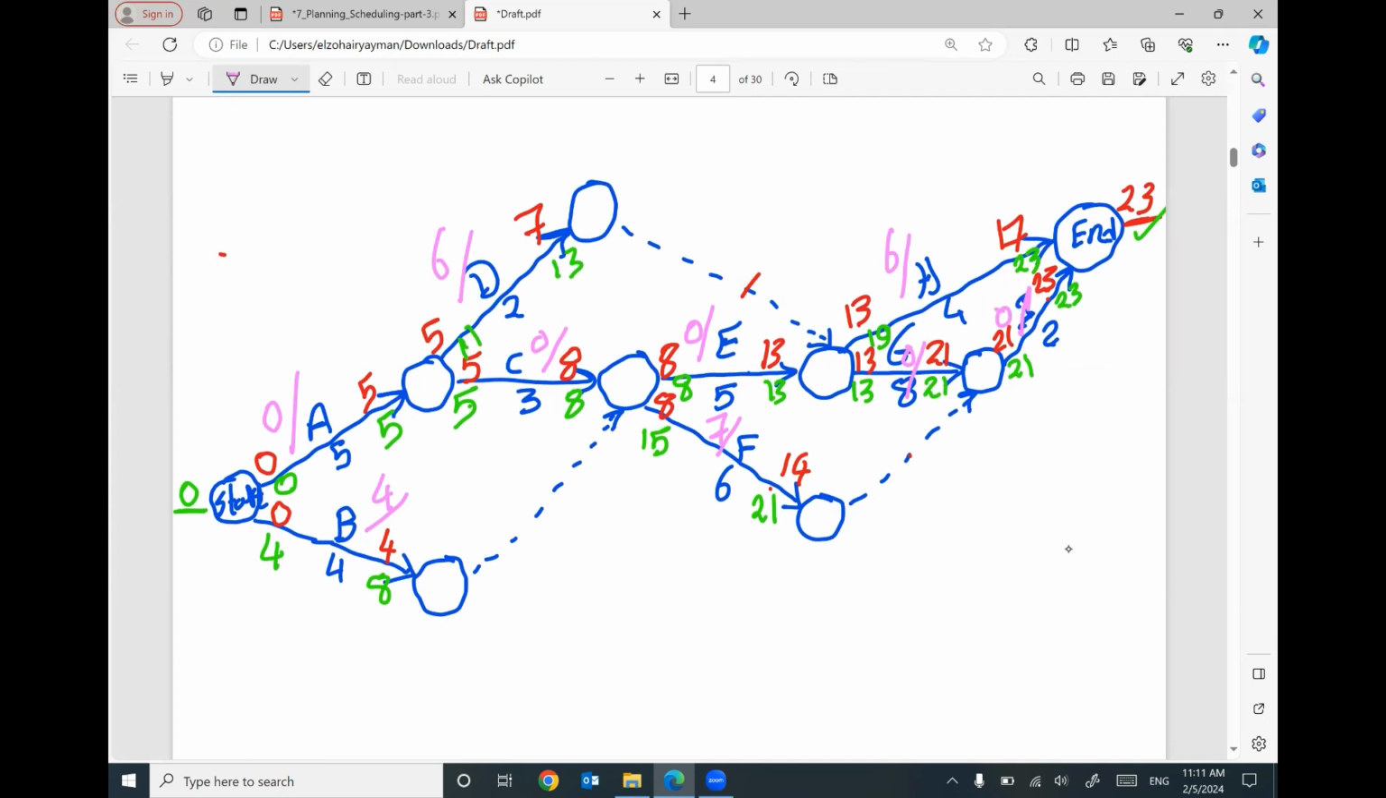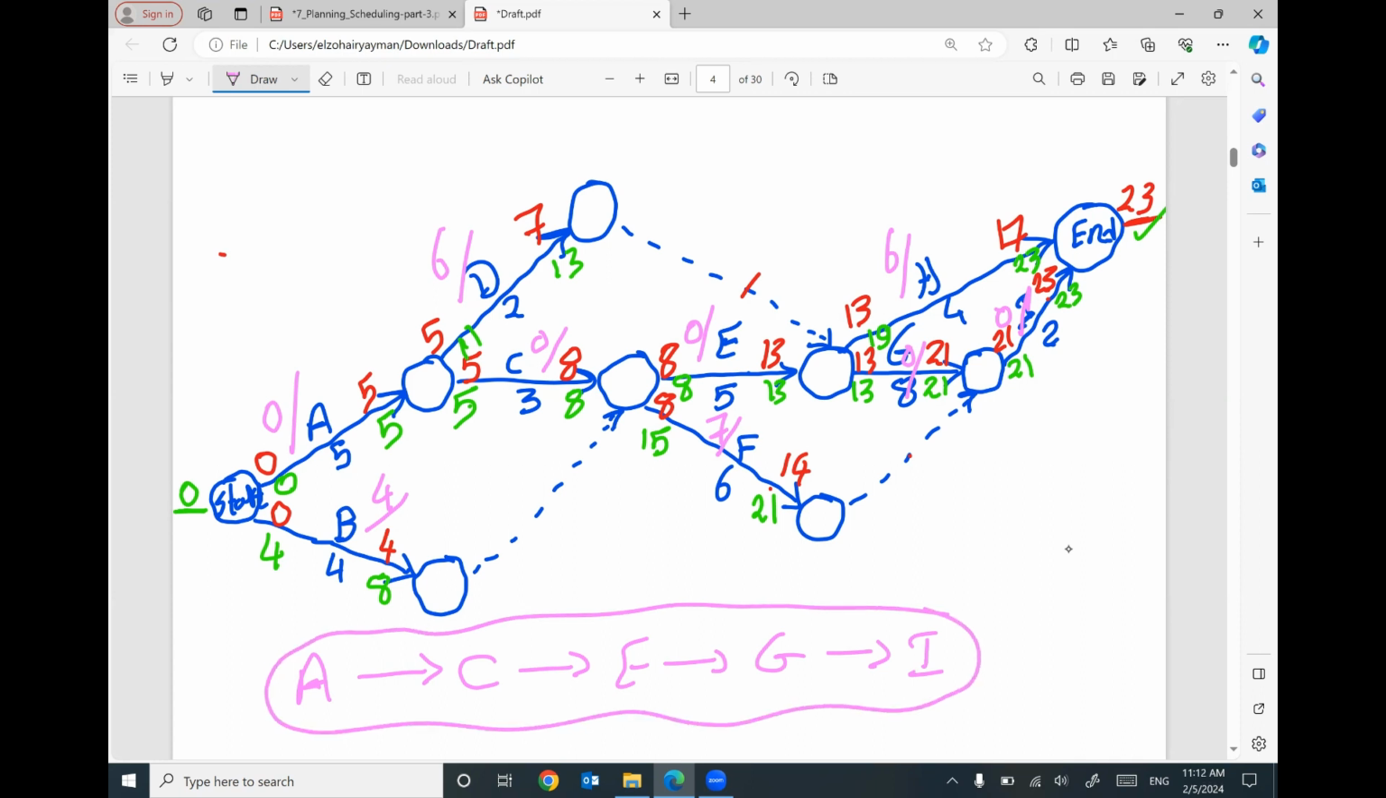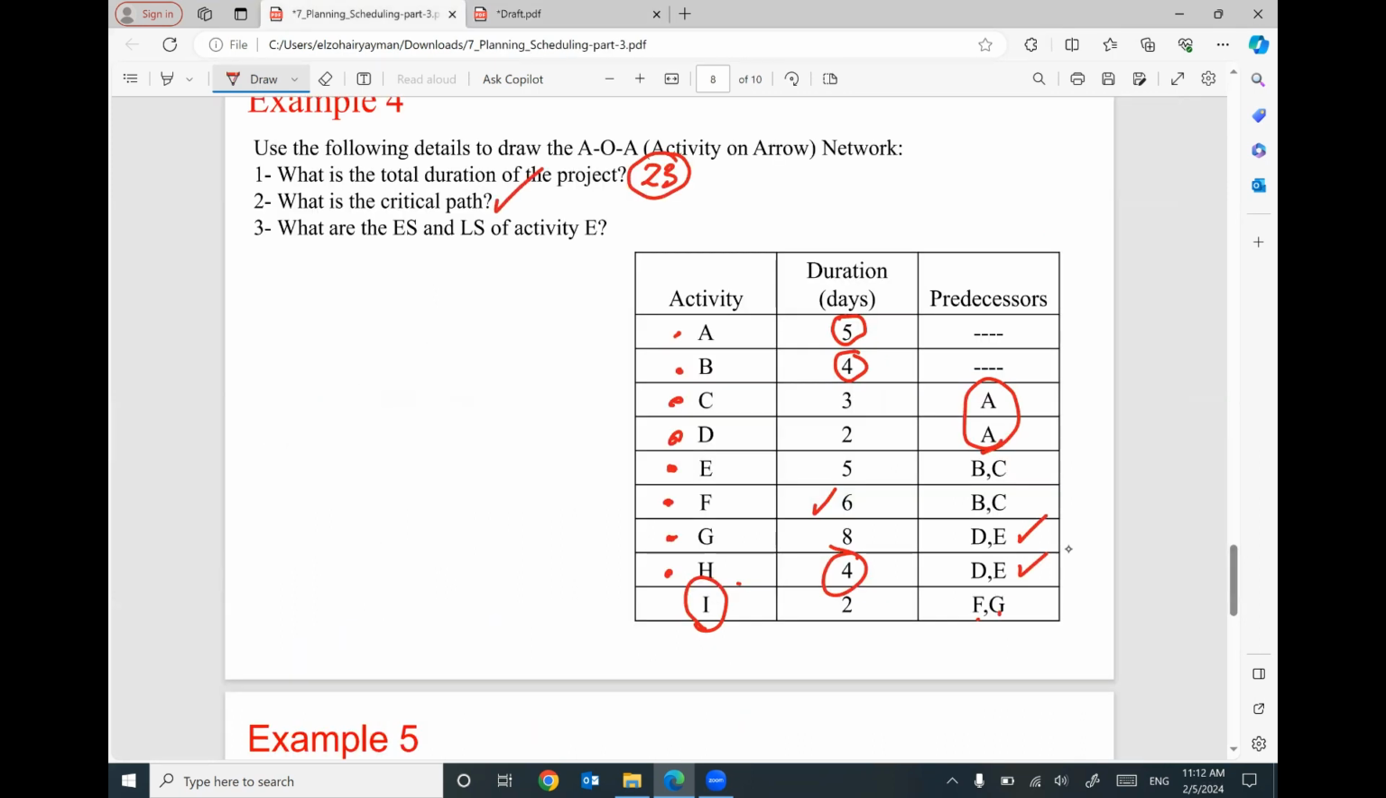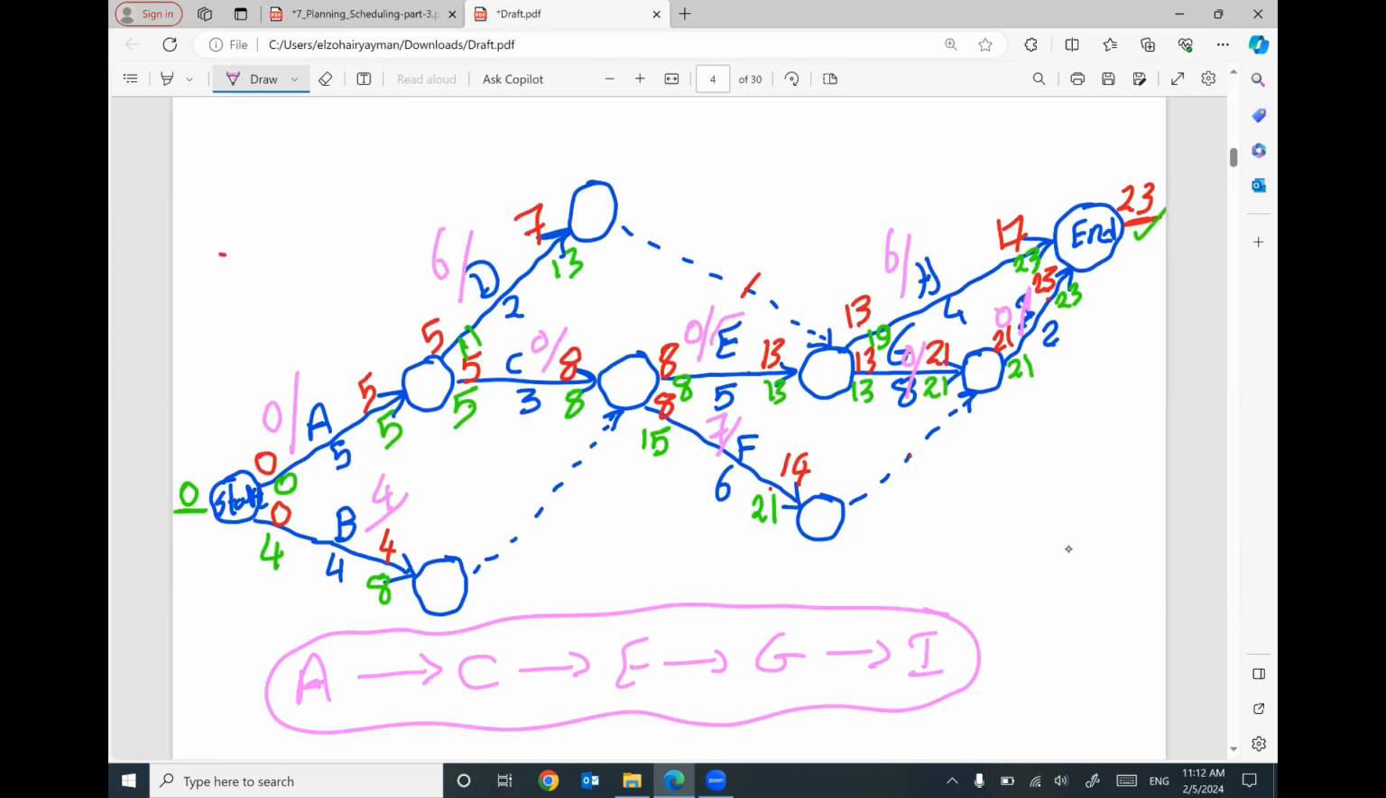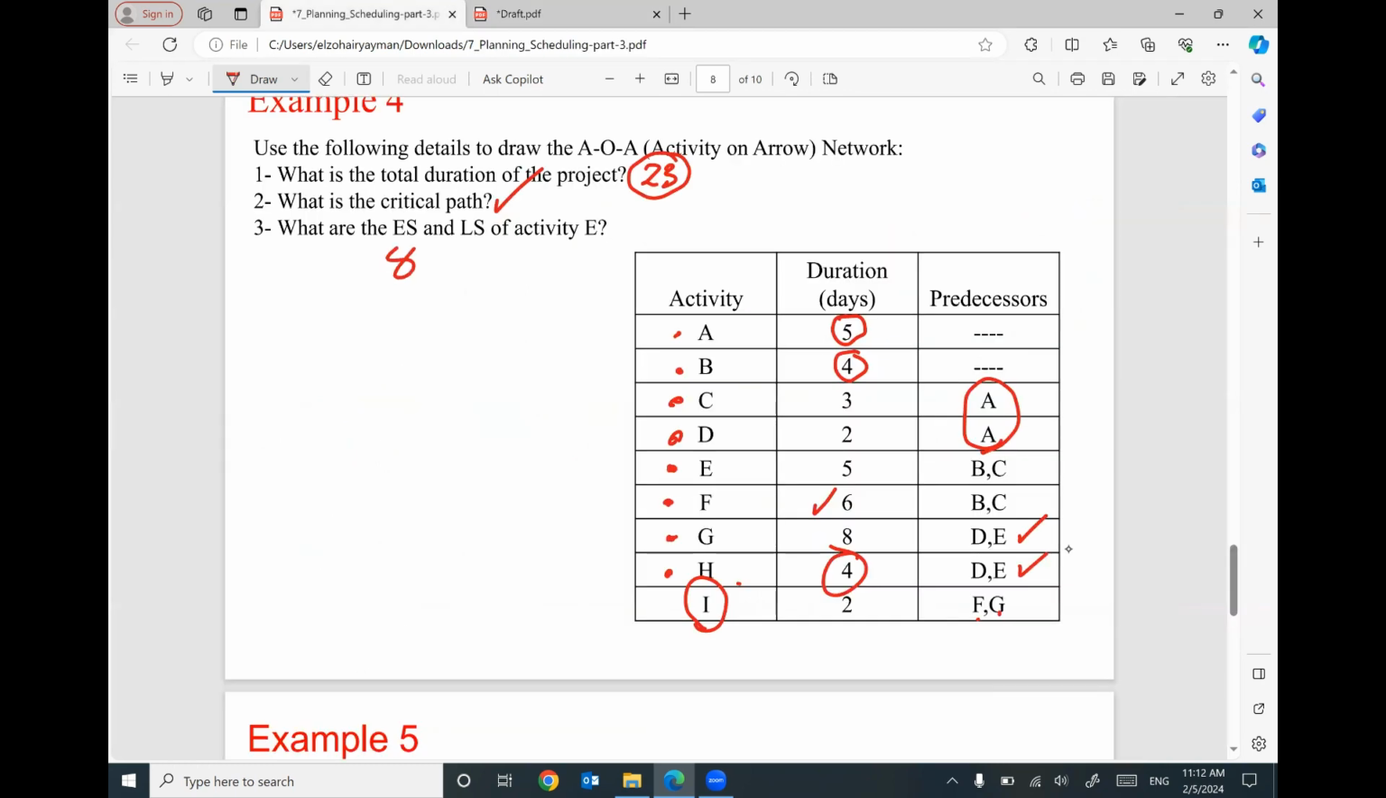The total float 0 means critical activities. We have A, we have C, we have E, we have G, we have I. This path is called the critical path. What is the early start, late start for activity E? Where is activity E? Here is activity E. This one is early start. This one is the late start. Both of them are 8s.